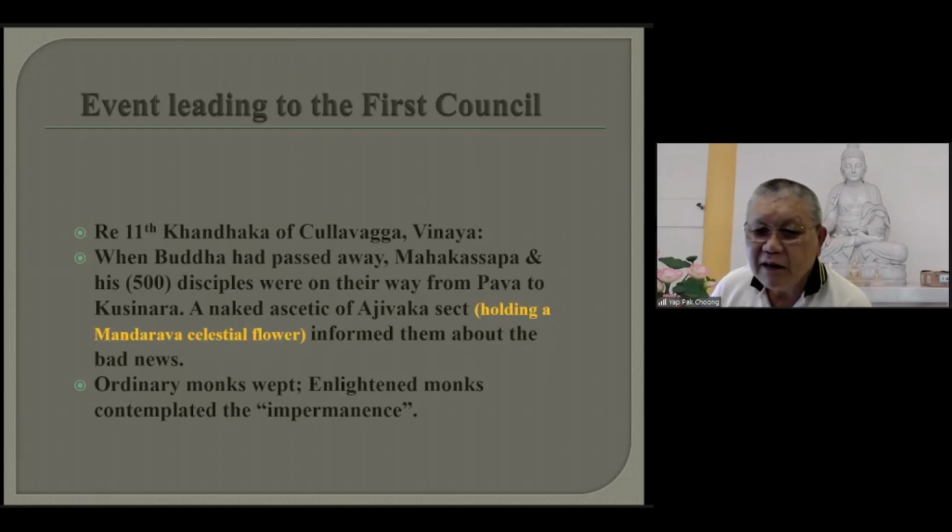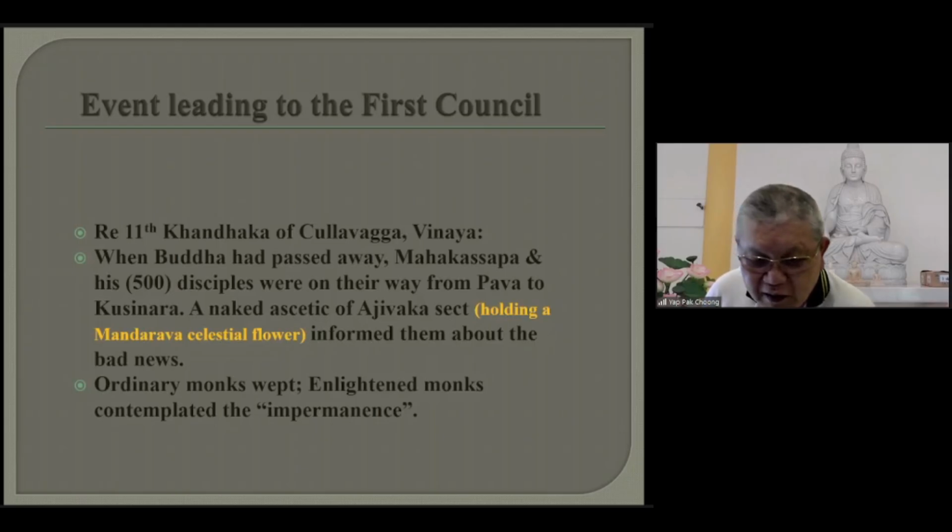Then the Ajivaka ascetic told Mahakassapa, oh, you didn't know? The Buddha passed away in the outskirts of Kusinara. A lot of flowers fell down from heaven to mark the important occasion. So I just picked up this flower along the way. Oh, then Mahakassapa and the monks heard the sad news. So what happened to Mahakassapa and the disciples? Some disciples were enlightened by Mahakassapa, so of course they did not cry and feel sad. Enlightened monks, when they heard about this sad news, just meditated and reflected.